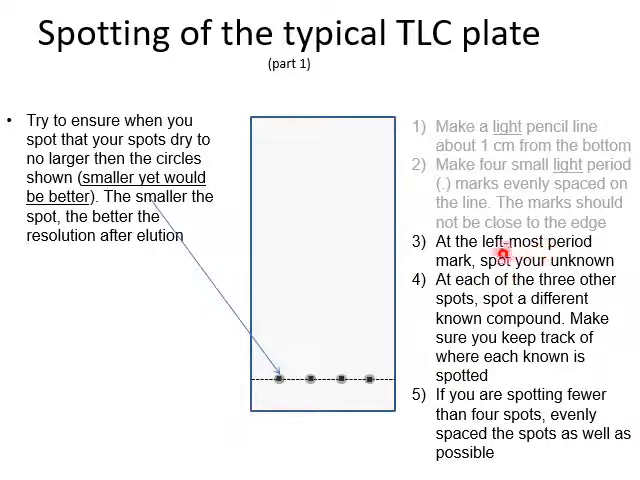At the leftmost pencil mark, you spot your unknown. At each of the 3 other spots, you spot a different known compound. So we give you a solution with one of the analgesics here. We don't tell you what it is, and you spot it here. And then you have other solutions of naproxen, ibuprofen, and acetaminophen, and you will know that these are going to run at a certain speed.